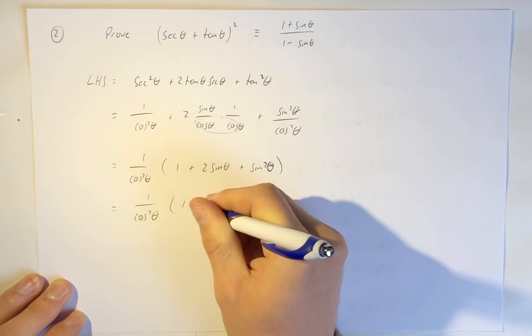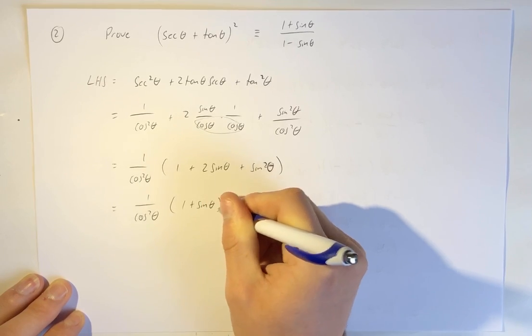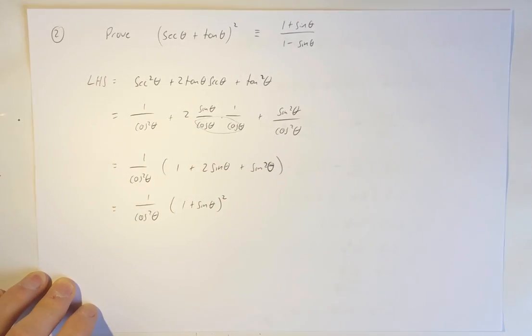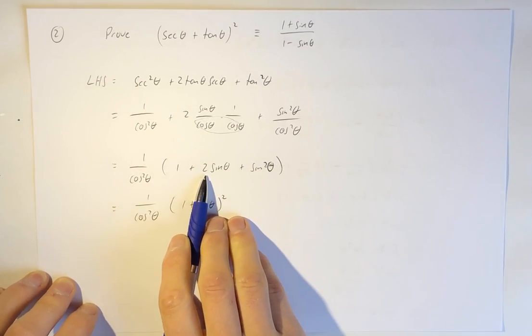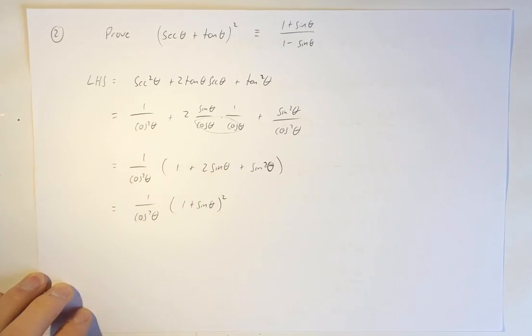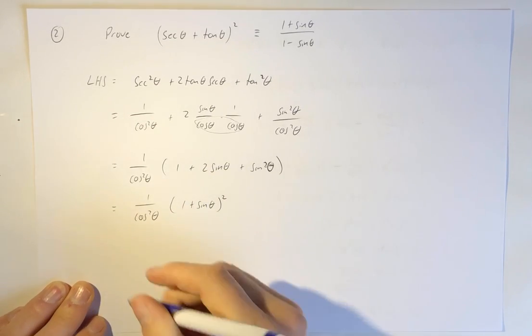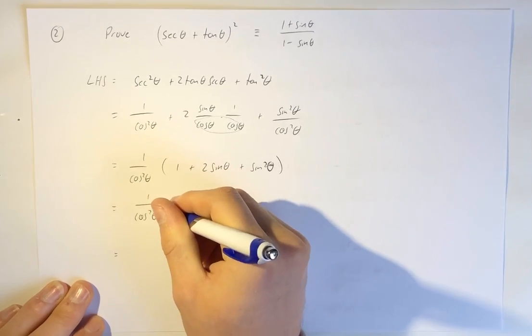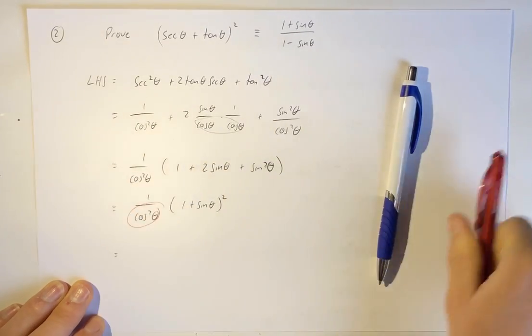1 plus sine theta squared. It's a perfect square, isn't it? It's all positive. We've got 2 of the variable in the middle and the variable squared in the end. Now I'm just going to use an identity for cosine squared.